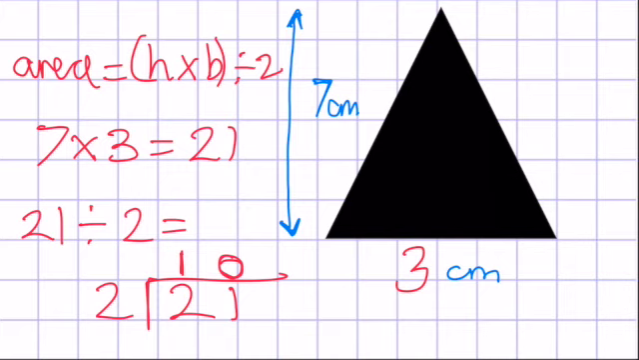So we do something that is new to most of you. We put a decimal place like this, and then we put a 0 here. And we carry the remainder over. We now have 10. So 2 goes into 10 5 times. So 21 divided by 2 is 10.5. So the area of this triangle is 10.5 centimetres square.